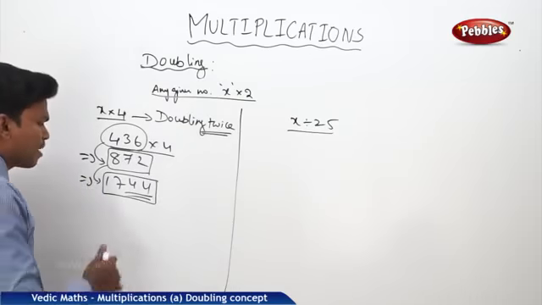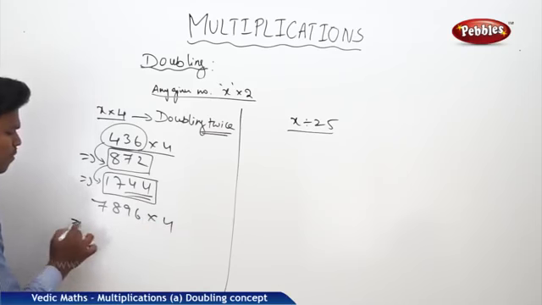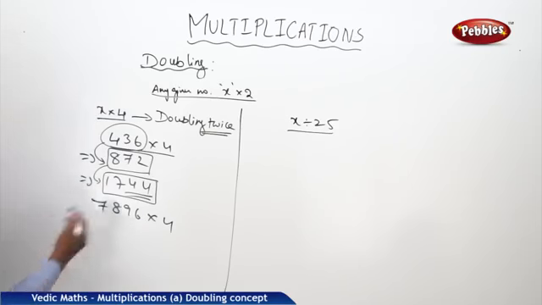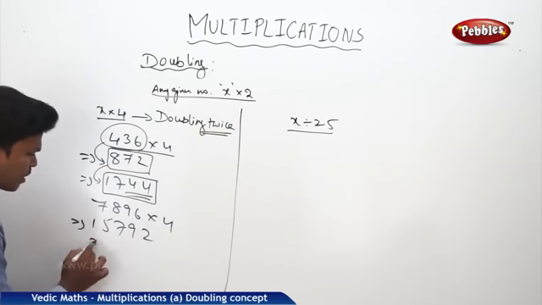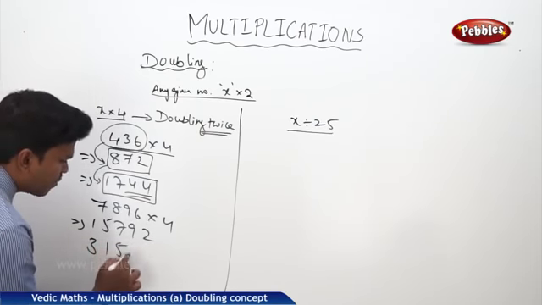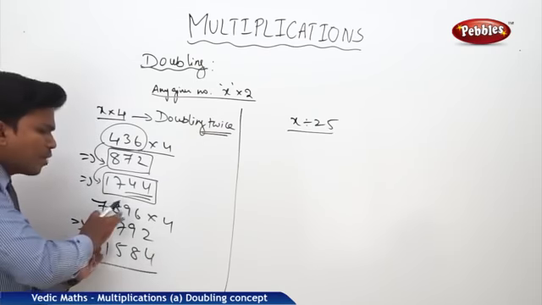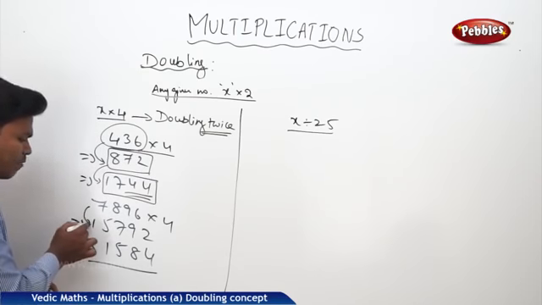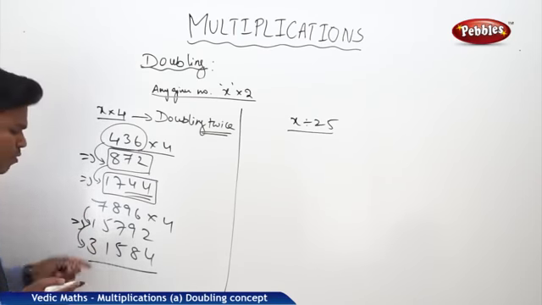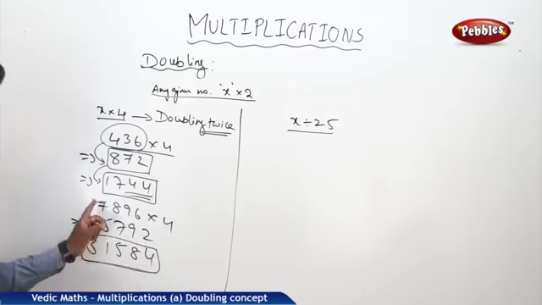Just double the number twice as fast as possible. One more example. Suppose 7896 into 4. I want to multiply with 4. Just make it double twice. 7896 doubled is 15792. Again make it a double: 31584. So this will be your answer. First one time doubling, again making the double of the number which you got. So the answer will be 31584 if you want to multiply 7896 by 4.